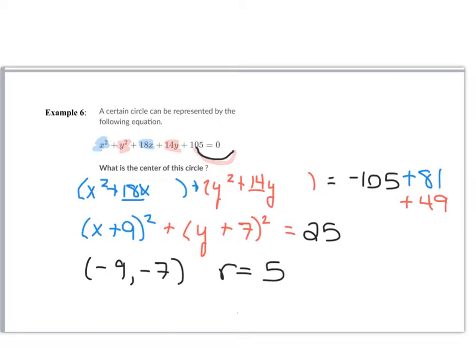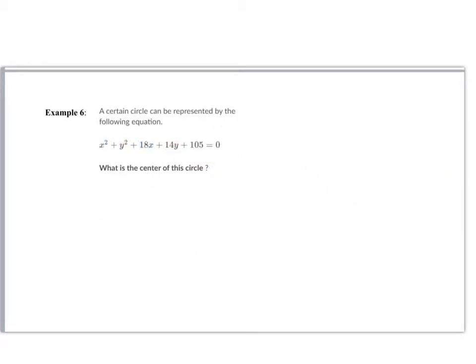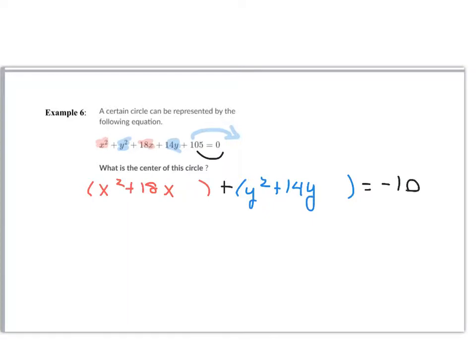All right, so let's do another problem. First thing I want you to do is isolate your variables. So let me get my highlighter. We're going to isolate the x's, isolate the y's, and take this over to the other side. So my x's would be x squared plus 18x, plus my y's, which is y squared plus 14y, equals, and when we move this over, we change its sign.